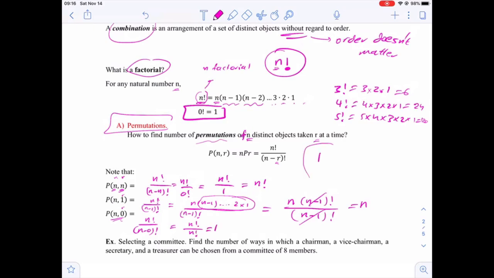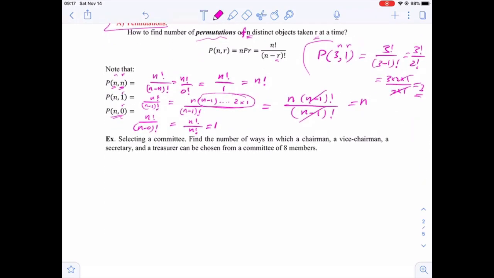Now let's take an example. If we want to find the permutation of 3 objects taken one at a time, n is 3 and r is 1, so it's 3 factorial over 3 minus 1 factorial, which is 3 factorial over 2 factorial. The numerator is 3 times 2 times 1, and the denominator is 2 times 1. We can cancel 2 times 1 and we get 3. So the permutation of 3 objects taken one at a time is equal to 3.